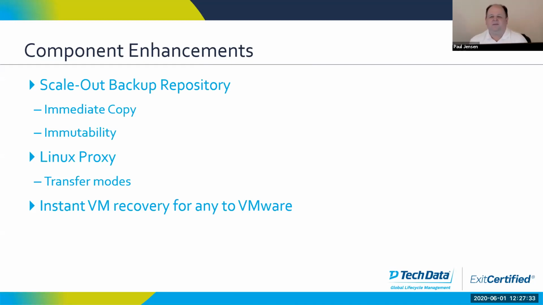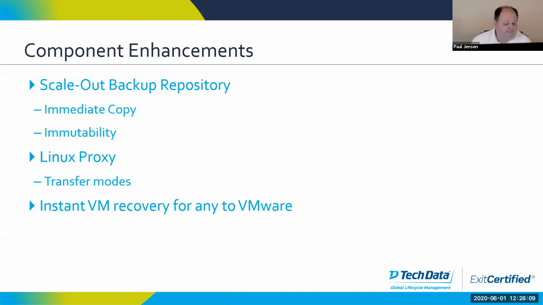Moving on, we're going to talk about a few of the component enhancements, specifically some new features with the Scaleout backup repository. A brand new feature for VMware proxies. We can now use a Linux proxy and instant VM recovery from any, sorry, I mistyped that. It should be from any to VMware. It doesn't matter what the origin backup is, we can do an instant recovery to VMware now. That's another one of those features that people were waiting for.